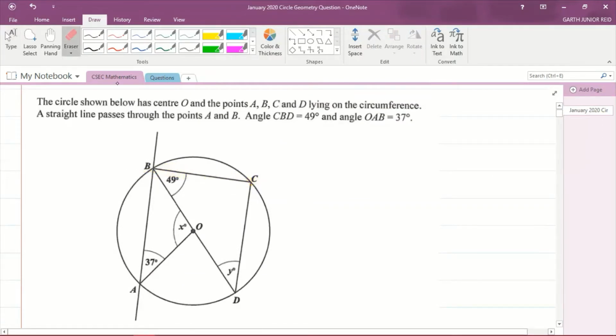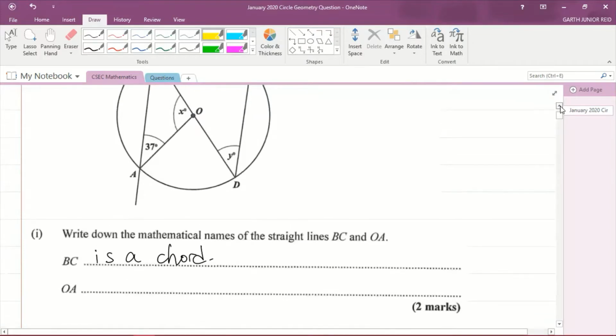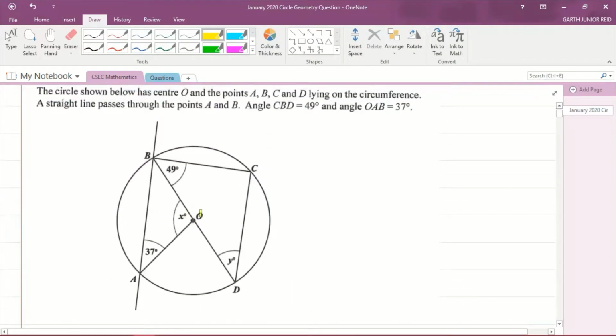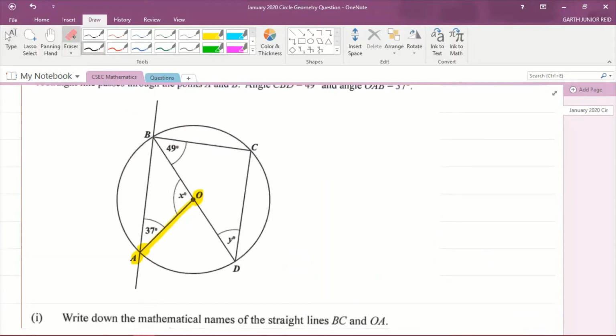The other part of the question says, they want to know the mathematical name for the straight line OA. OA is this here, so this is O, A. That is the line that they're talking about. And you should also recall from lower school that this part of the circle is what we call a radius. So OA is a radius. Those are simple questions. So let us just erase this here.